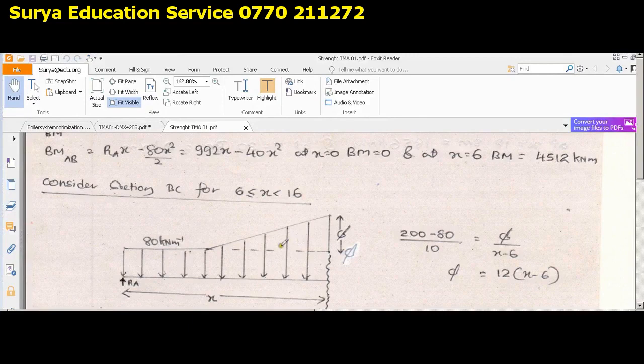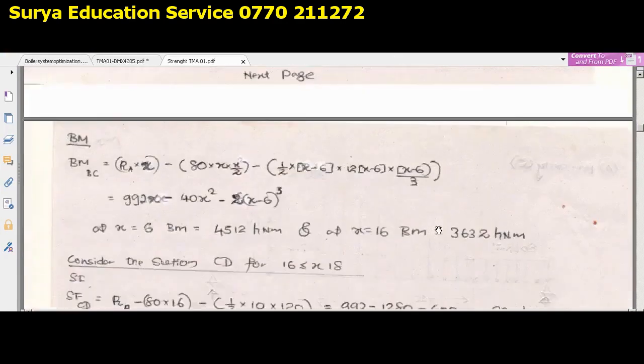So the center of gravity is somewhere here, and you know this distance. What is this distance actually? It is one third of this base. So what is this base? X minus 6. So one third of that is x minus 6 divided by 3. So that is how the x minus 6 divided by 3 part comes in the bending moment equation.